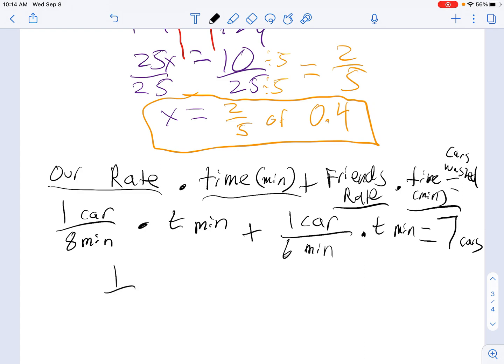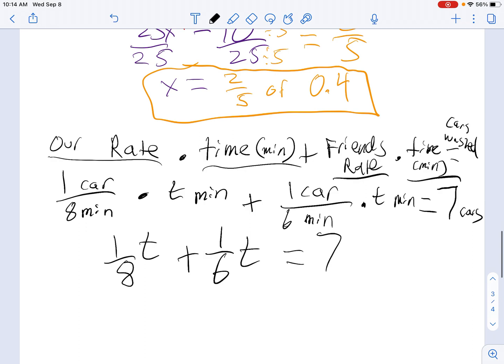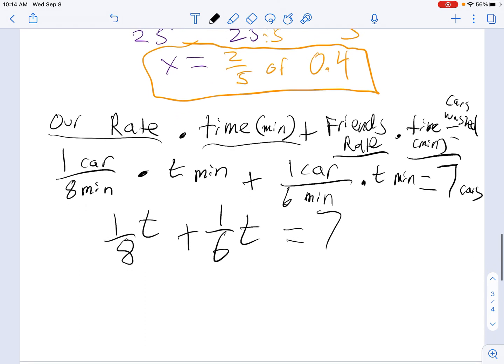So again, let's turn this into a fraction. So I have 1 car in 8 minutes. So that's 1/8 times however many minutes I work. Plus, my friend, who's a little bit faster than me, works 1 car every 6 minutes. So again, there's my fraction, and I know it's going to equal 7.